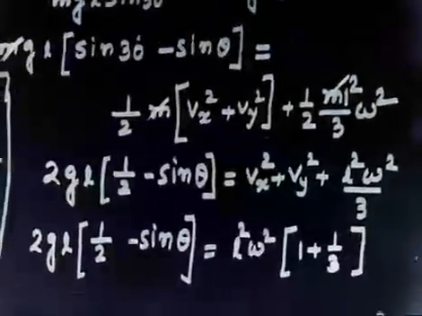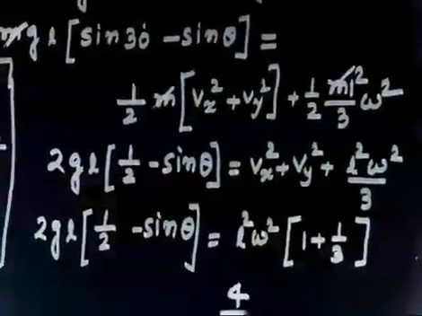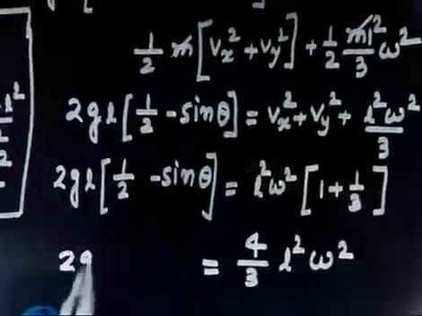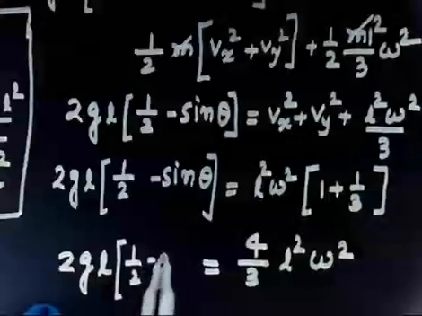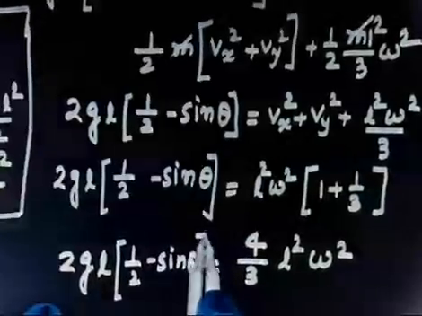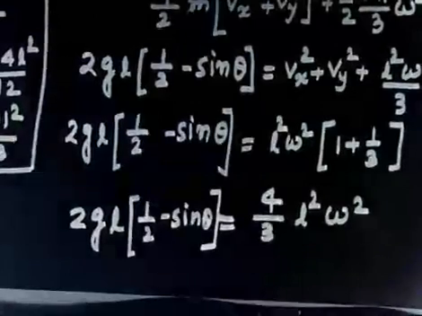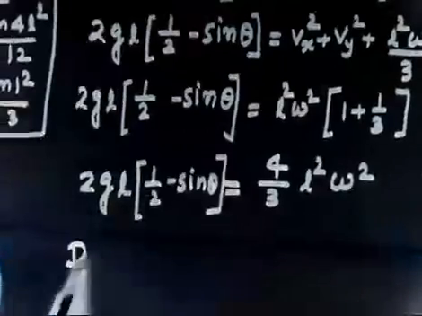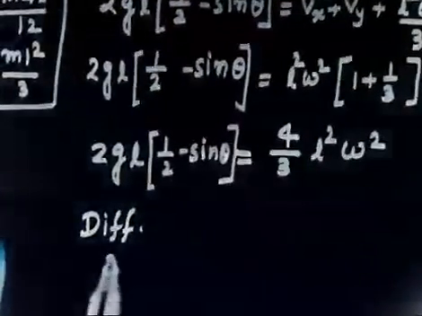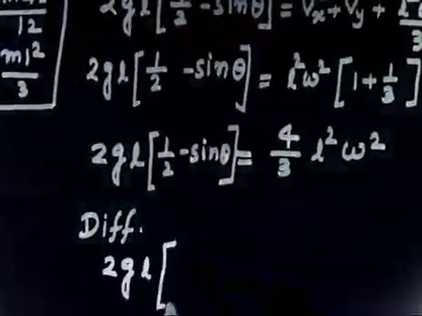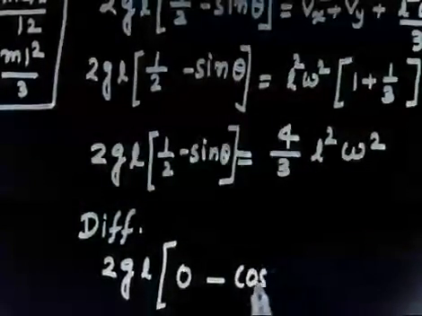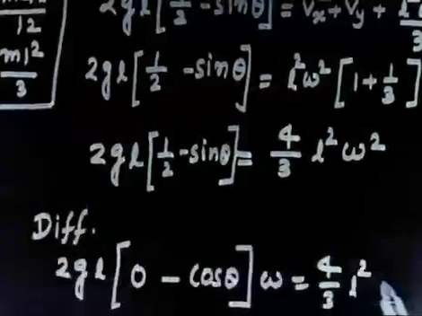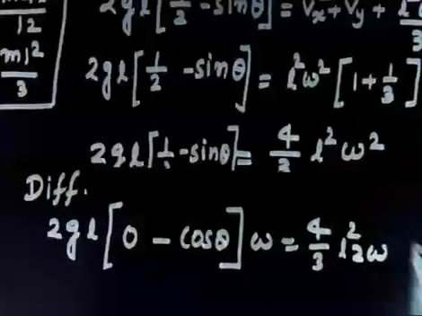I am going slightly fast, but you can understand. So this is 4 by 3. So 4 by 3 L square omega square, and this is equal to 2gl into 1 by 2 minus sin theta. Are you getting? Now let us differentiate this equation. If I differentiate this equation, we will have 2gl, and the differentiation of 1 by 2 is 0, of sin theta is cos theta, and d theta by dt is omega, equal to 4 by 3 L square, omega square gives 2 omega, and d omega by dt is alpha.